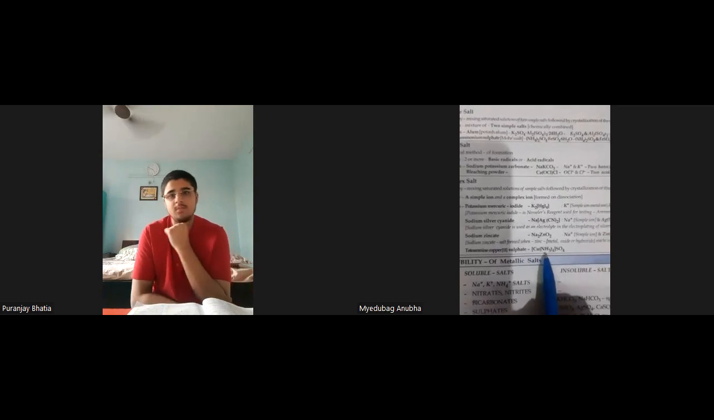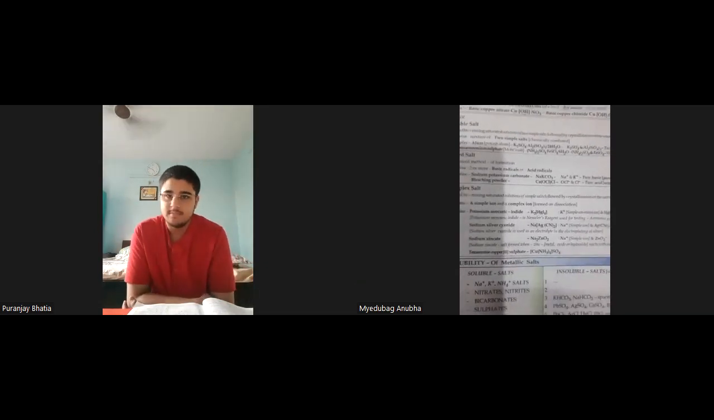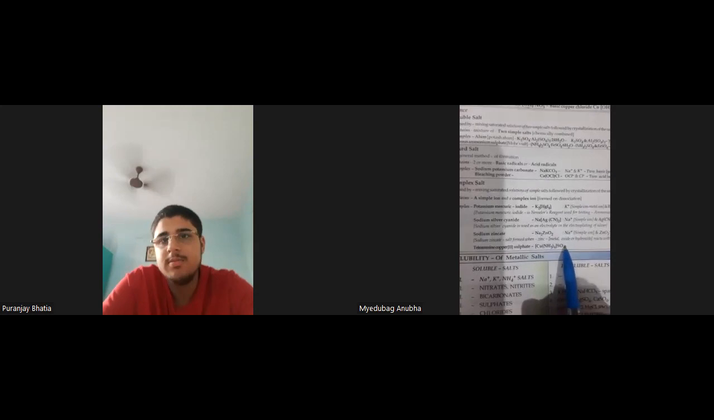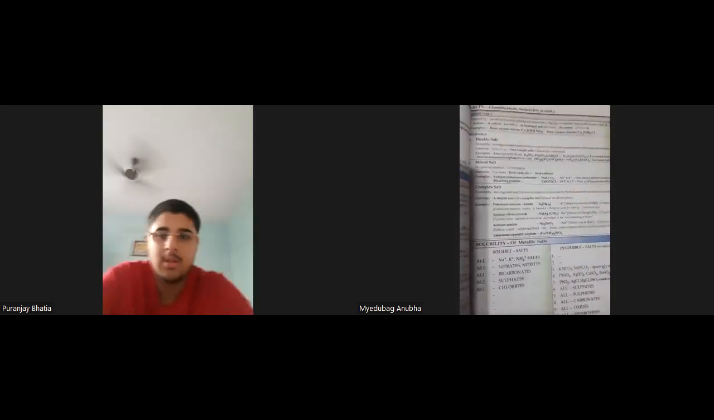Right? So while writing the name, we have first taken from the center. Then after the center, we have taken the metal, and then the one outside the bracket. Right? We would be following this order. Firstly, the central metal, the central atom, then the metal, followed by a non-metal. Understood all kinds of salt?